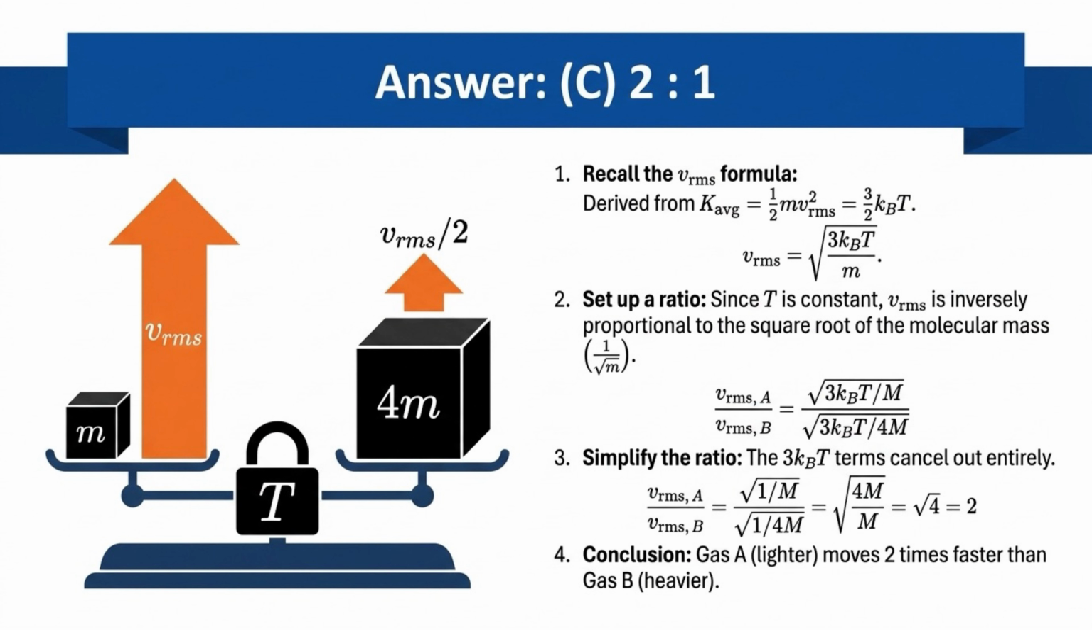Start from v_RMS equals the square root of 3 kBT over M. Same temperature on both sides means v_RMS is inversely proportional to the square root of mass. So quadruple the mass and you take the square root of 1/4. That means it's a factor of 1/2. So the lighter gas moves twice as fast as the heavier one. 2 to 1.